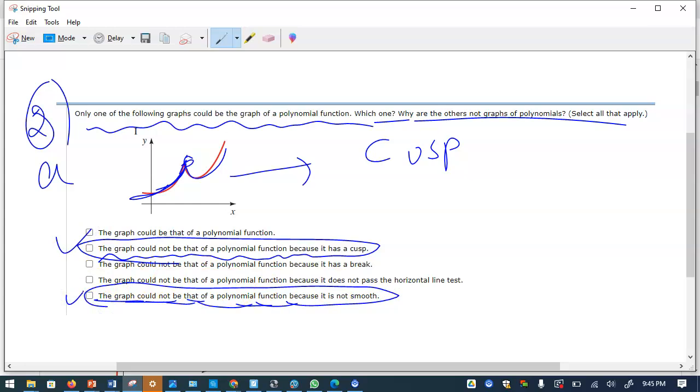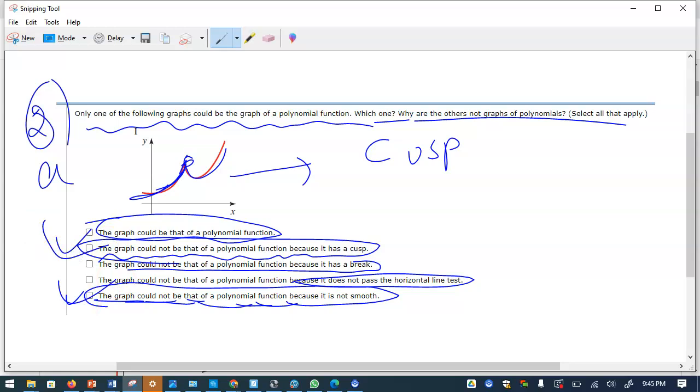Even though there are other options, such as not a polynomial because it has a break, no, there is no break here. That's not the reason. And because it does not pass the horizontal line test, no. And the graph could that be a polynomial? No. So the two answers are only these two.